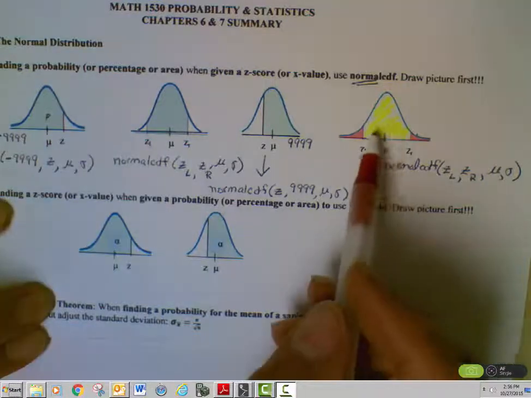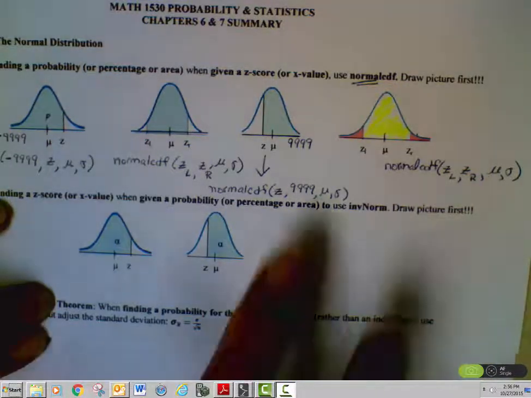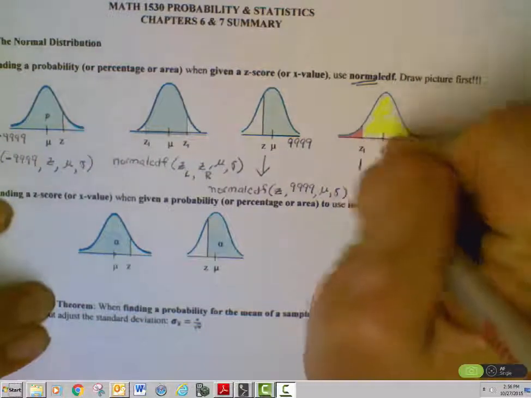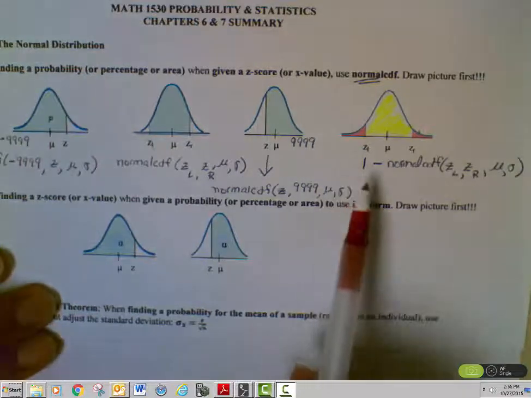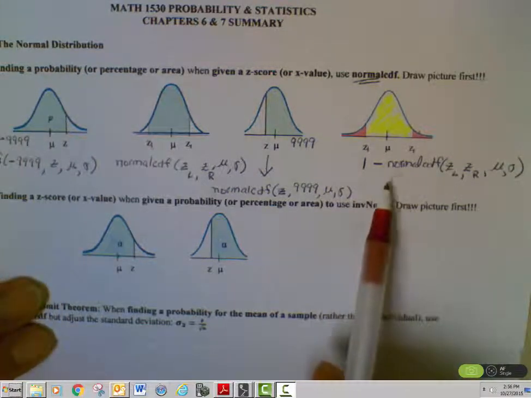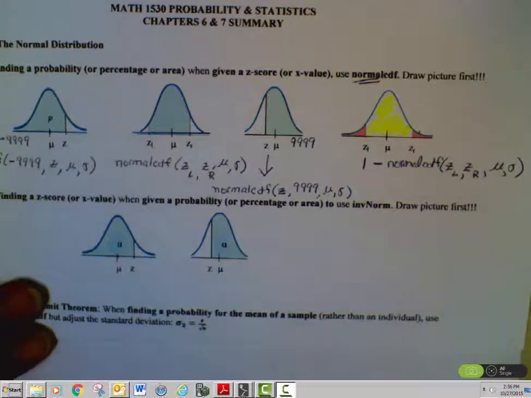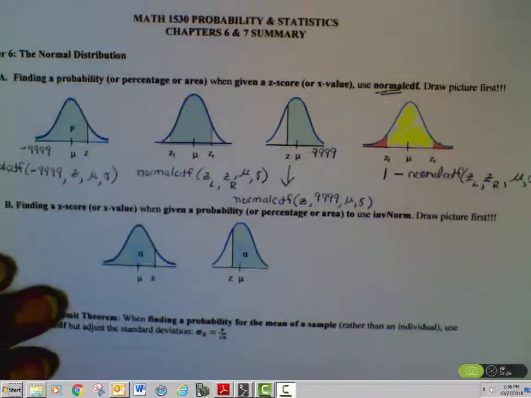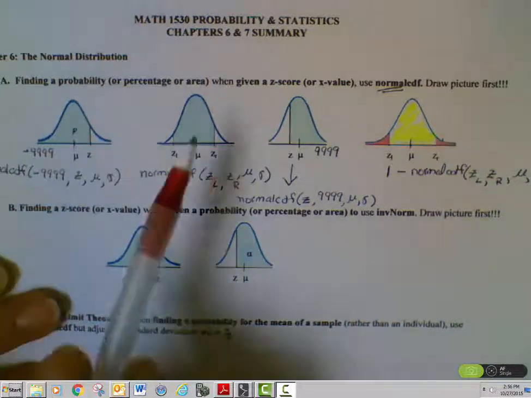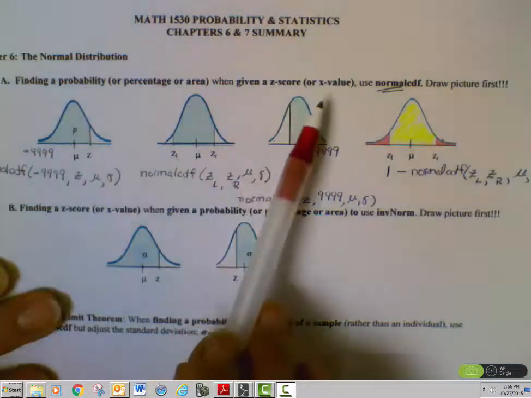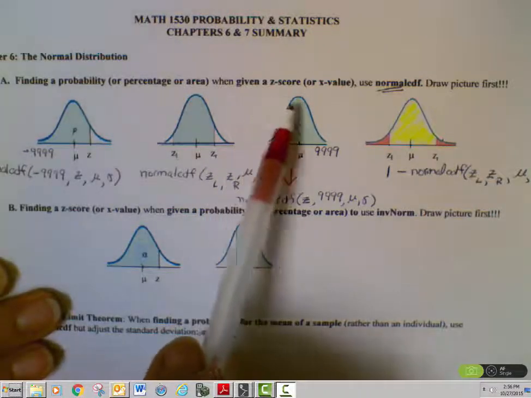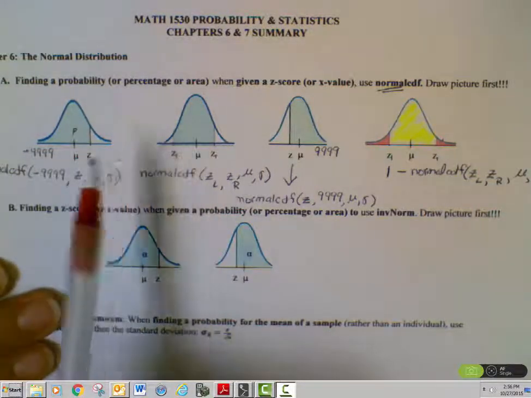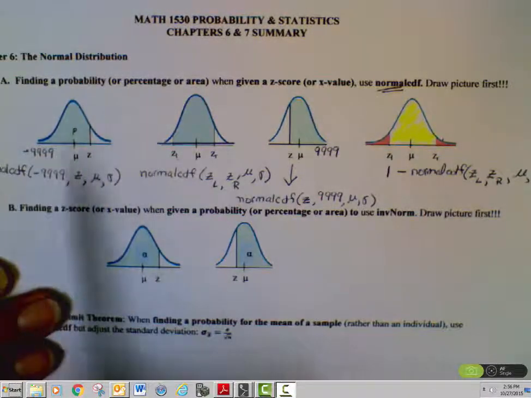If that's the area in the middle that's highlighted yellow, then the area on the ends is 1 minus that. And I can enter that straight left to right on the calculator, 1 minus normal CDF, the area in the middle. All right, so one thing that we did in chapter 6 was you give me a z-score or an x value, you give me a range of temperatures or heights or weights, and ask me for some area bounded by those scores, then I'm going to use normal CDF.